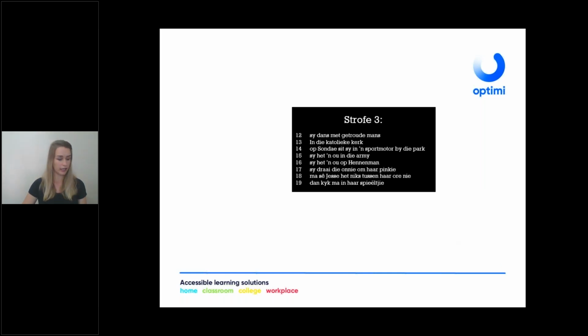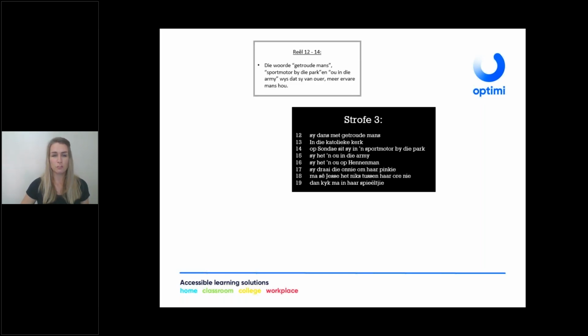Okay, strofe 3. Sy dans met getroude mans in die katholieke kerk. Op Sondag sit sy in 'n sportmotor by die park. Sy het 'n ou in die army, sy het 'n ou op Henneman, sy draai die onnies om haar pinkie. Ma sê, Jessie het niks tussen haar ore nie, en dan kyk ma in haar speeltjie.